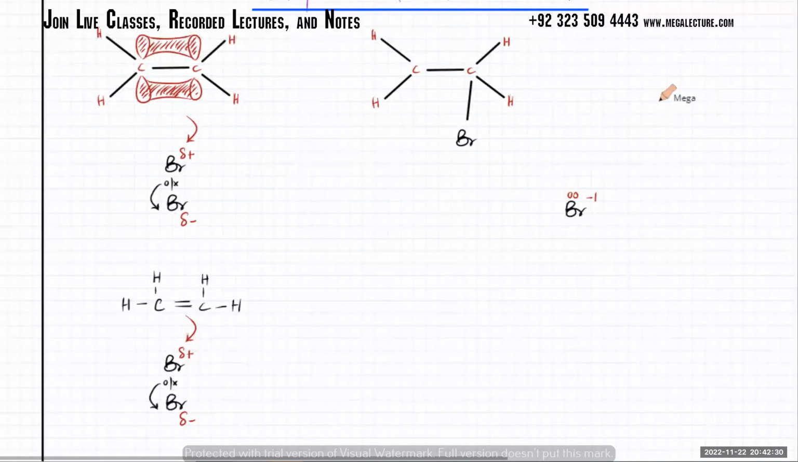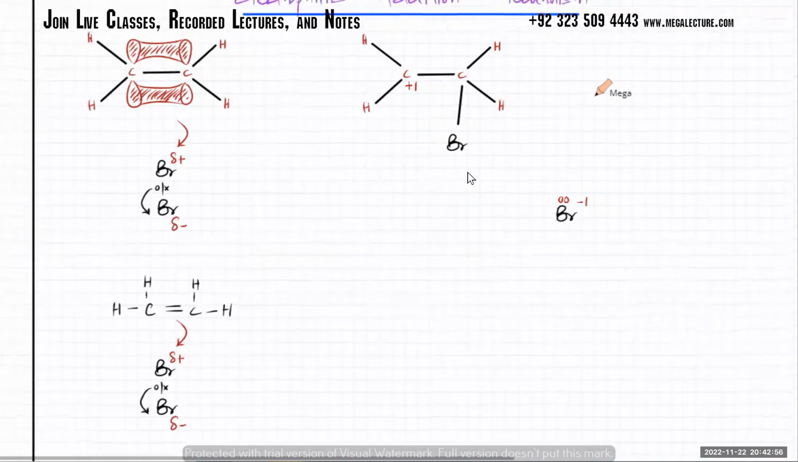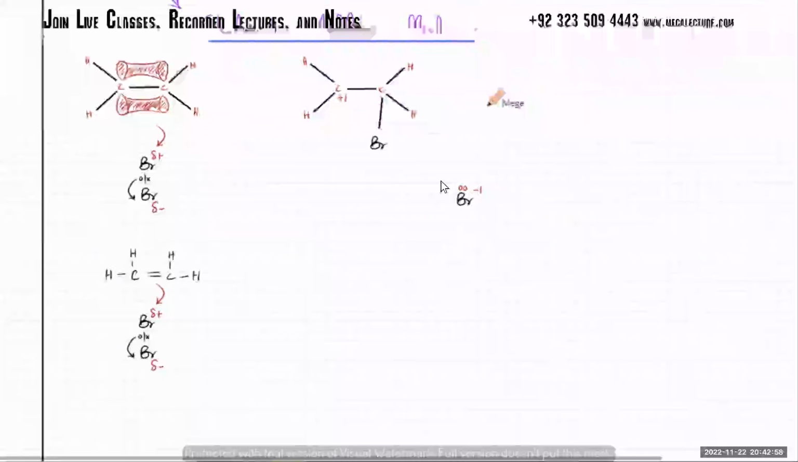Yes, sir. But this carbon over here is now +1. Why? Because the electron cloud had electrons that belonged to this carbon as well, and this Br stole all those electrons. So this one got electrons and became neutral, but the other one became positively charged because somebody stole its electrons as well. Is that clear? Yes, sir. So that is your second part done.